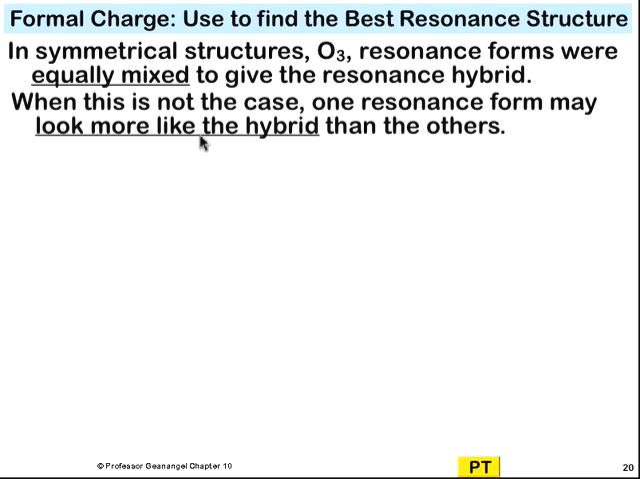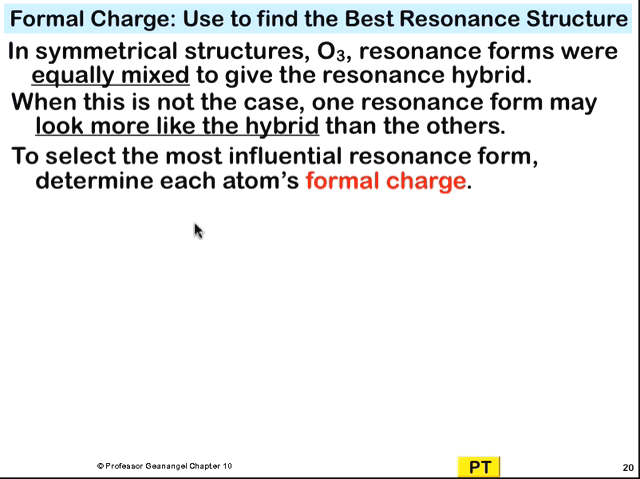When that isn't true, one resonance form will generally be the most important resonance form. It'll make the biggest contribution to the resonance hybrid. The resonance hybrid's characteristics will be most similar to that. Now, the first problem we face, the biggest problem we face, is deciding which is the most important, which is the least important, and so forth. We have a way to help us. We have a tool. It's called the formal charge.